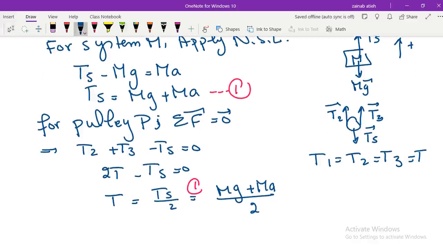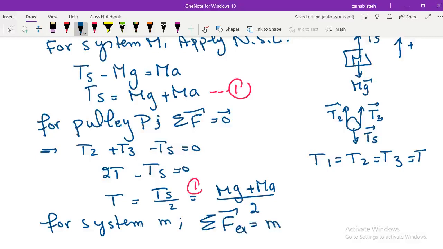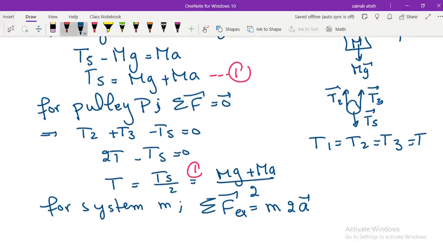Let's now apply Newton's second law for system M. For system M, with small m that I have attached, I will apply Newton's second law. Sum F external is equal to m times the acceleration of this system. هيدي الاكسلريشن هي مش a، هي فعليا 2a. Okay, it's 2a, it's not a, or you can call it a prime if you like. We call it a prime because it's a different acceleration, ma prime.